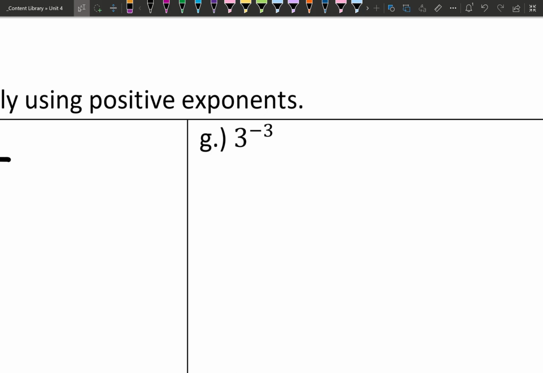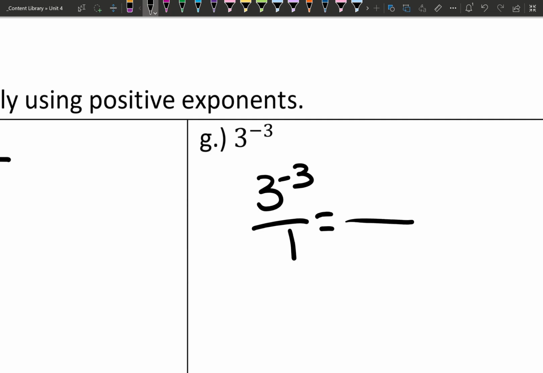Letter G, 3 to the negative third. I'm going to rewrite it as a fraction equal to a fraction. There's a negative exponent on top, which means I'm going to take it and put it on the bottom. The base remains the same, but the exponent becomes positive 3. There's nothing left on top, so I'm going to put a 1.